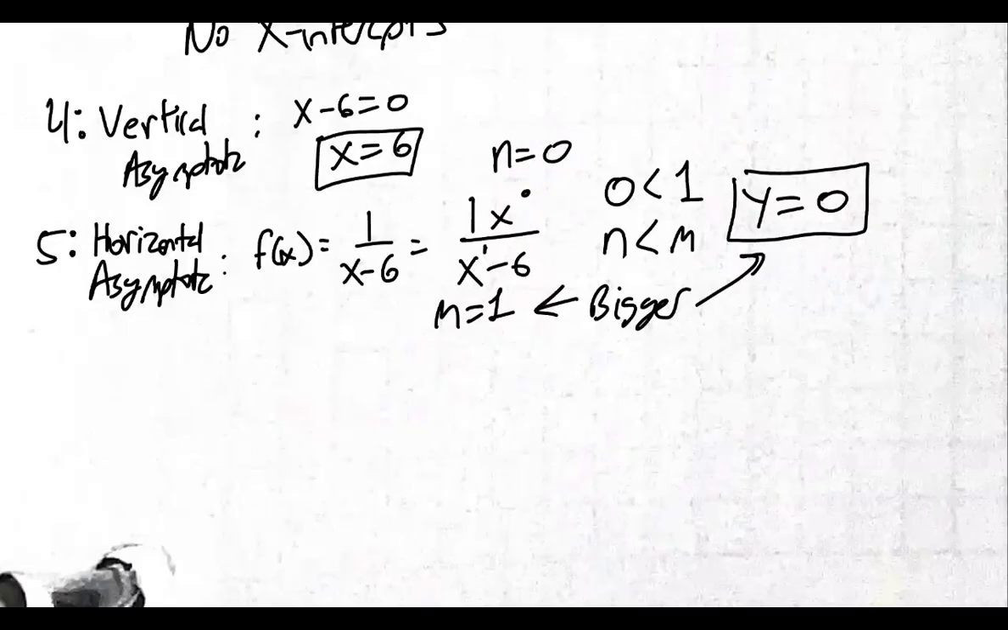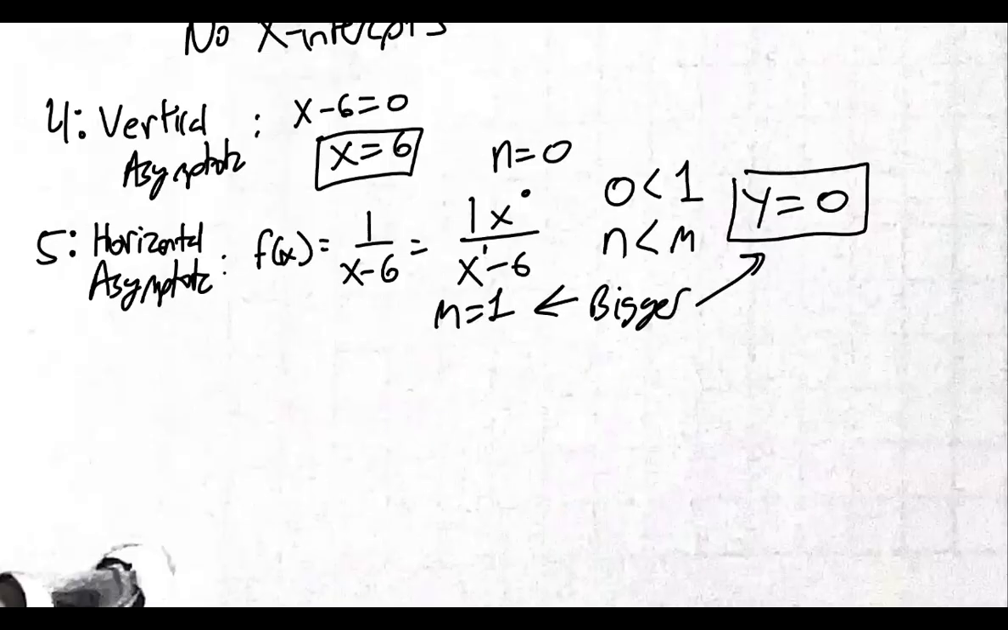Because remembering 0 less than 1, n is less than m, it's like if 0 is on top, then it's going to be 0, and if 0 is on the bottom, then there's nothing. And if it's one on top, then it's whatever the numbers in front are. Exactly. You could think of it that way.